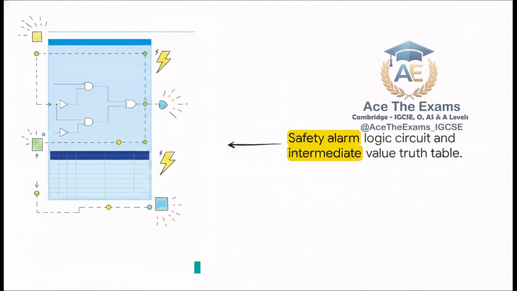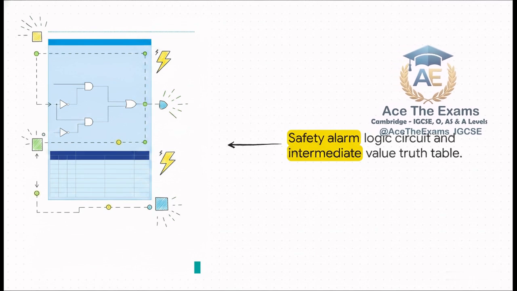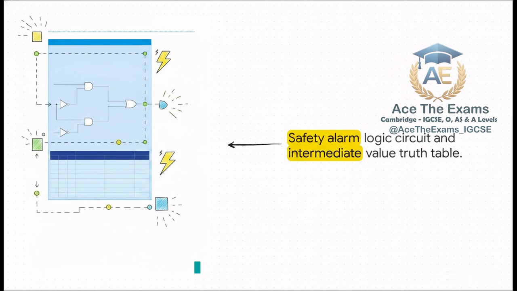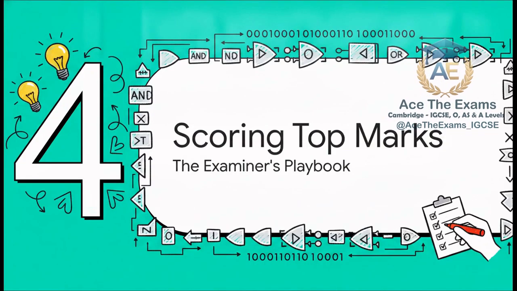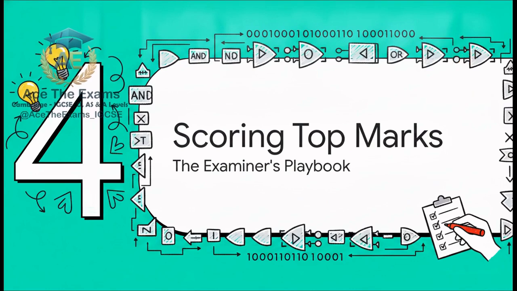By solving for the left side of the OR statement and then the right side separately, finding that final output for X becomes incredibly simple and, more importantly, totally error-free. Which brings us perfectly to our final and honestly most crucial section, scoring top exam marks. Let's look at the examiner's playbook.